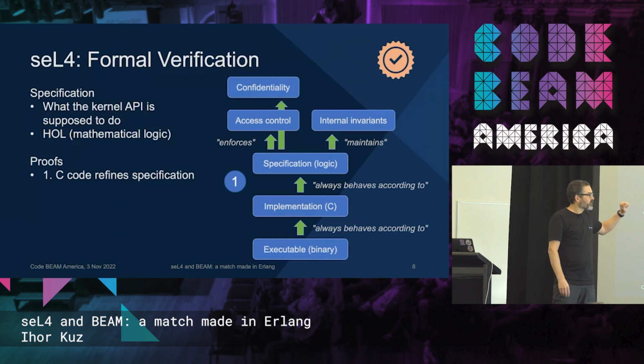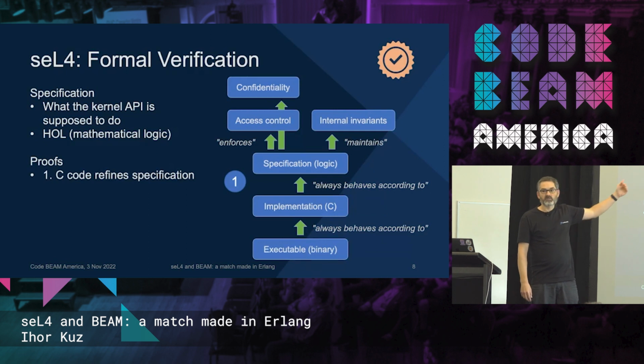And so we want a proof that says, what we've implemented in C is exactly what is specified about the API. And so we have that. We have a mathematical proof that takes a mathematical representation of the C code and proves that it does exactly what the specification says it should do. Nothing more and nothing less.